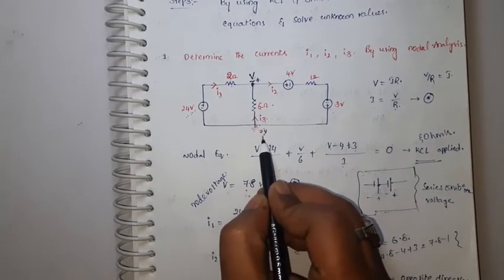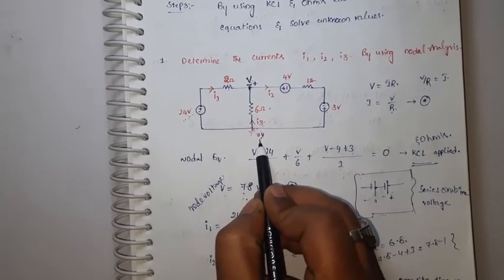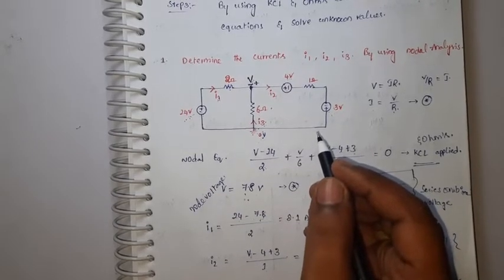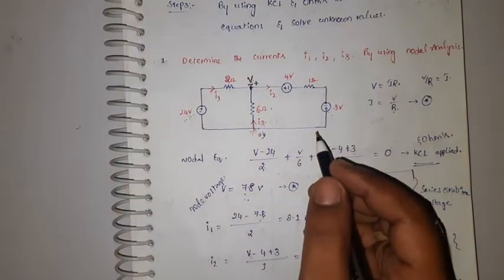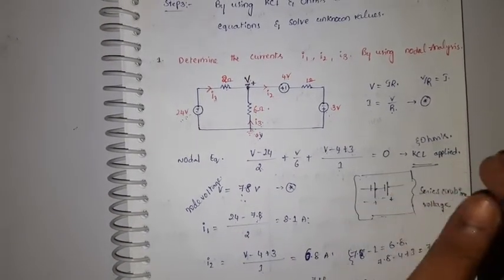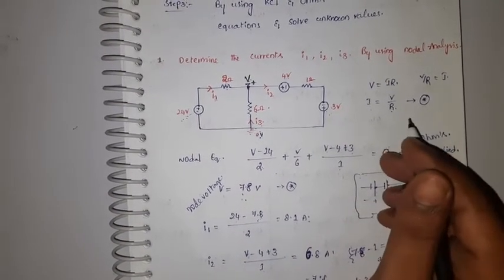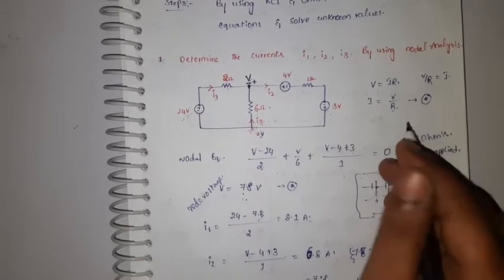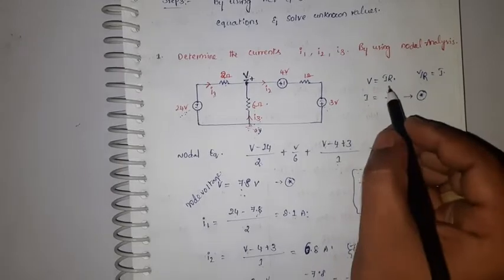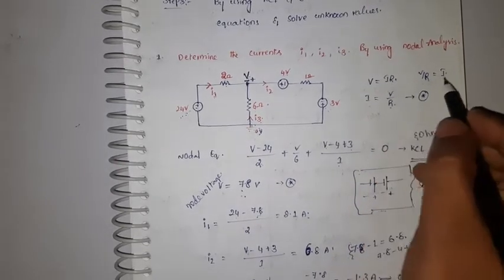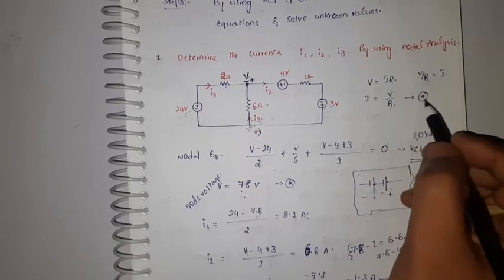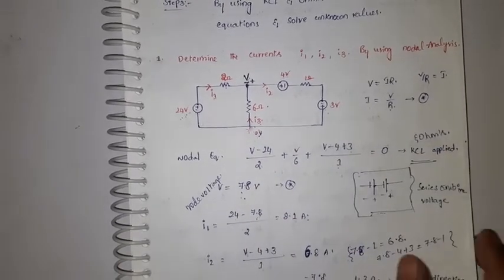Ground voltage is always 0, and the third step is, by using KCL and Ohm's law, write down the nodal equations to solve for unknown values. So by using Ohm's law we are going to write KCL for this circuit. So what is Ohm's law? V equal to IR is the formula for Ohm's law. I equal to V by R is the formula we are going to use to write the nodal equation.